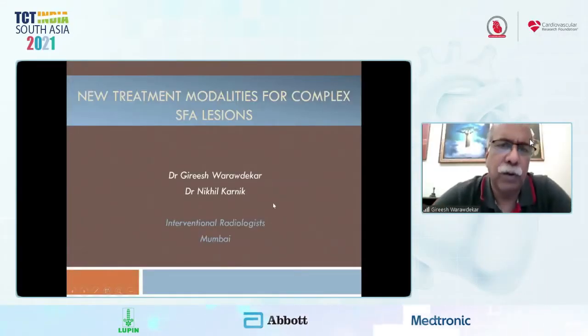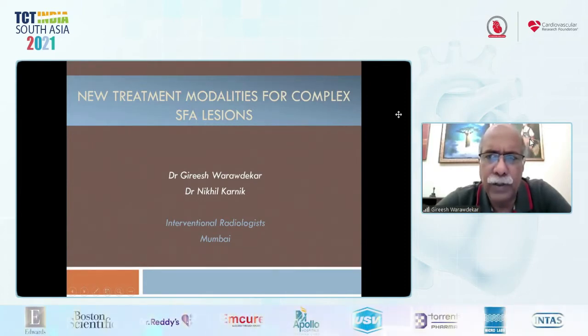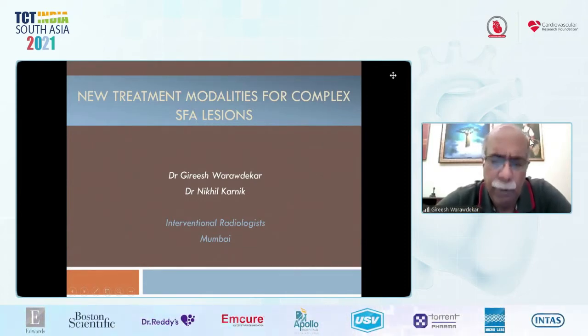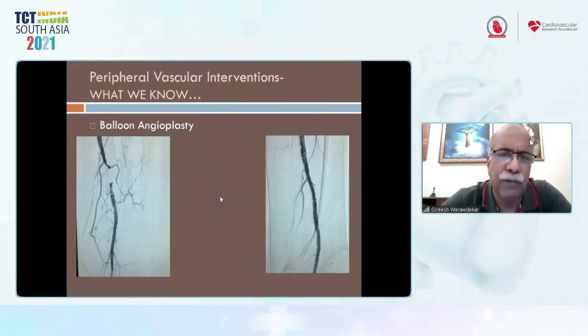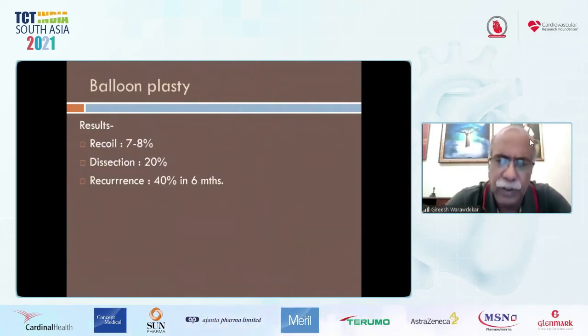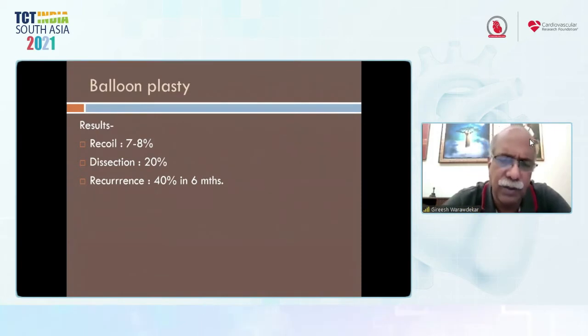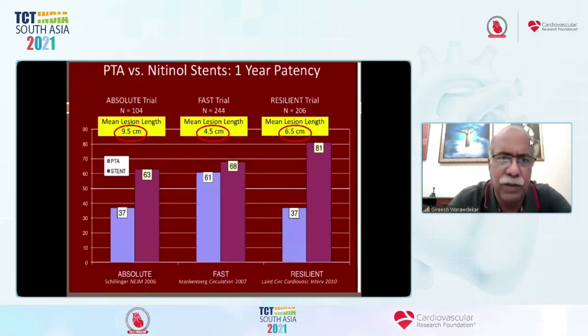Basically, I'm going to talk on the newer treatment modalities for complex SFA lesions. Going by history, we've been doing balloon angioplasties all these years, but we had recoil, dissections, and recurrences in 40% of the patients over 6 months. That's when the advent of the stents came in.